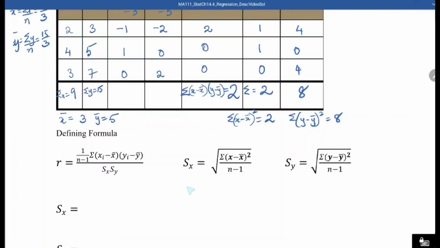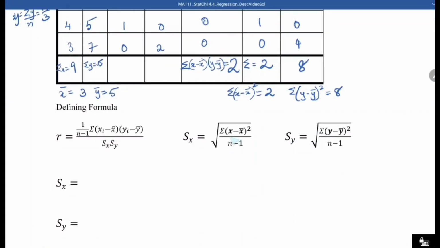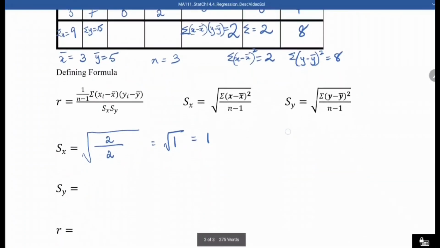All right, so let's do that. S sub x is the square root over sigma x minus x bar squared, which we already found to be 2, divided by n minus 1. N equals 3, so 3 minus 1 is 2. Therefore, the square root over 1, which is 1. All right, that's s sub x.